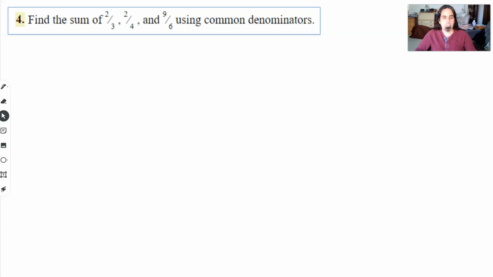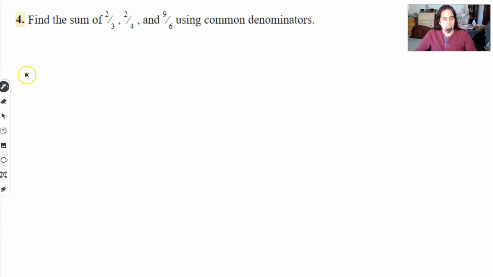Health Decisions Test number 4, fraction addition. As with the previous problem, it's a lot easier if we rewrite these fractions with one number directly above the other. I also want to leave a little bit of room where I can write some fraction unreducing.